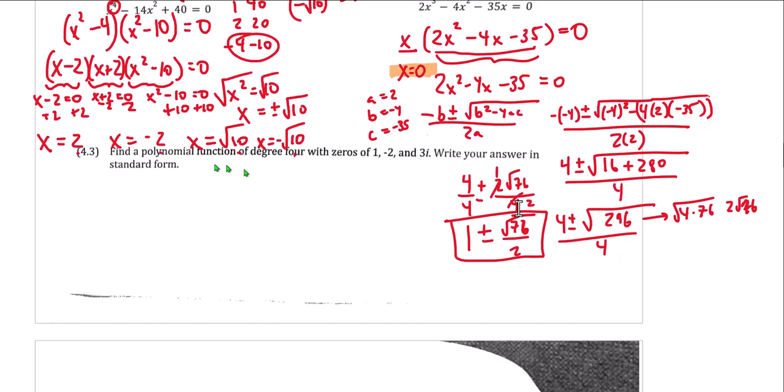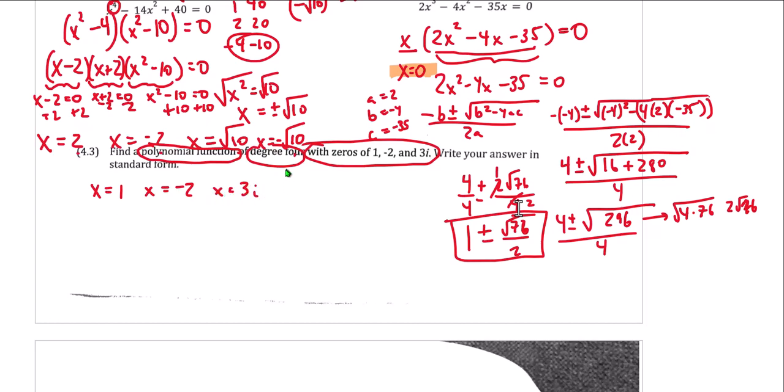In terms of 4.3 here, find a polynomial function of degree 4 with zeros 1, negative 2. So we have to find a polynomial function, degree 4, with zeros, these guys. And we have to write our answer in standard form. Okay, so again, our first step here is to list the zeros given.